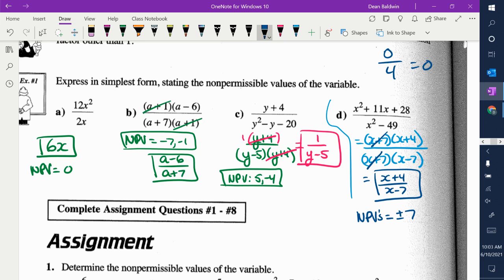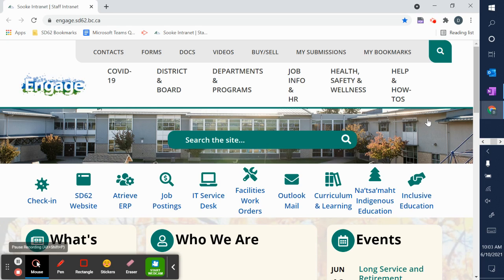Factor, write your NPVs, cancel what you can cancel. Is that okay? Just number 5, please. And lesson 1 is done.